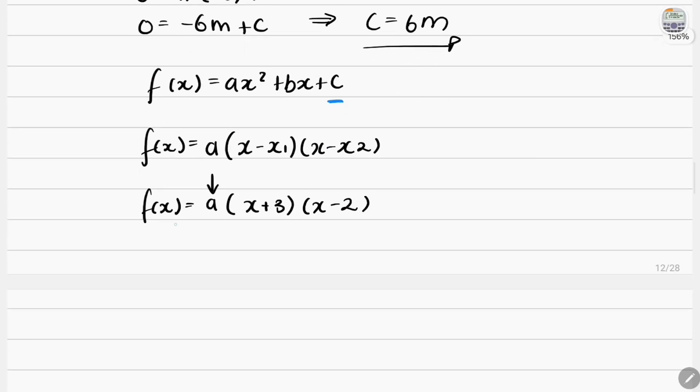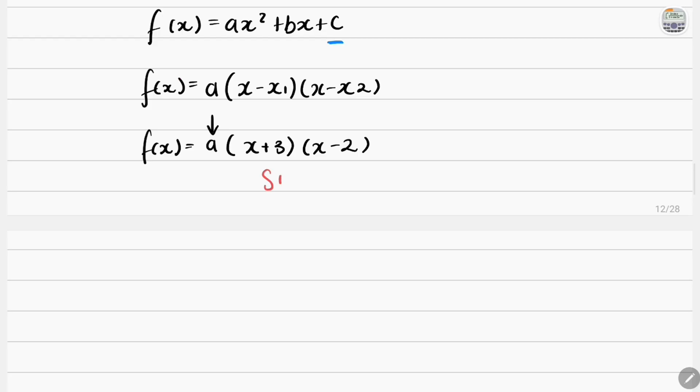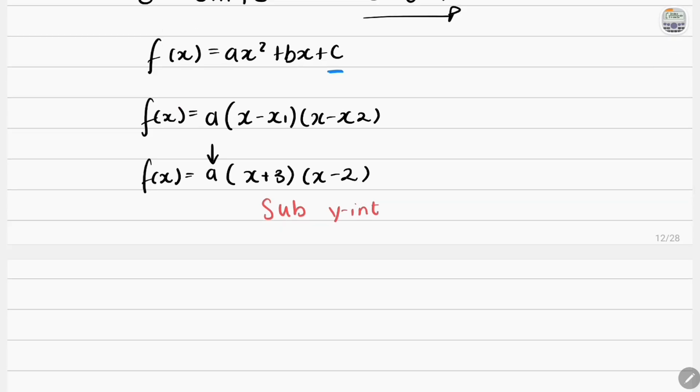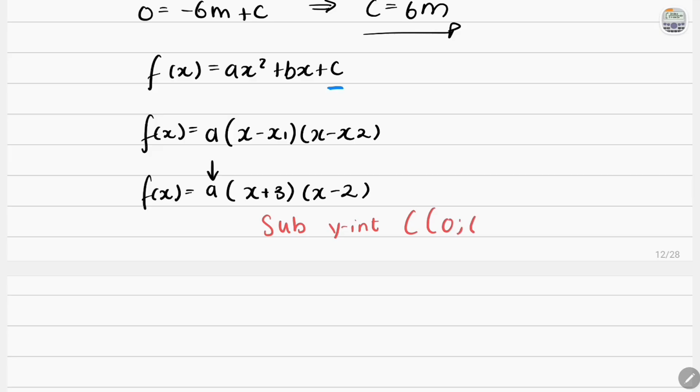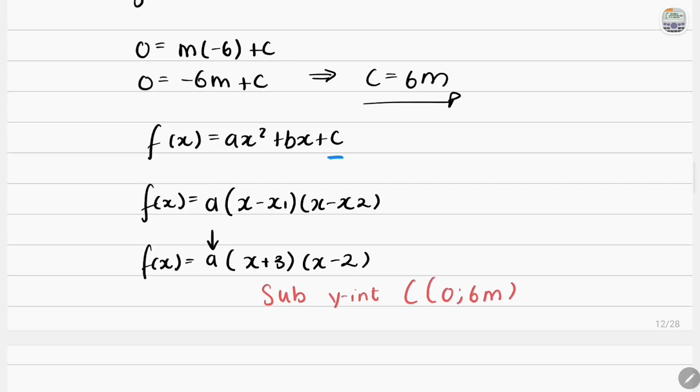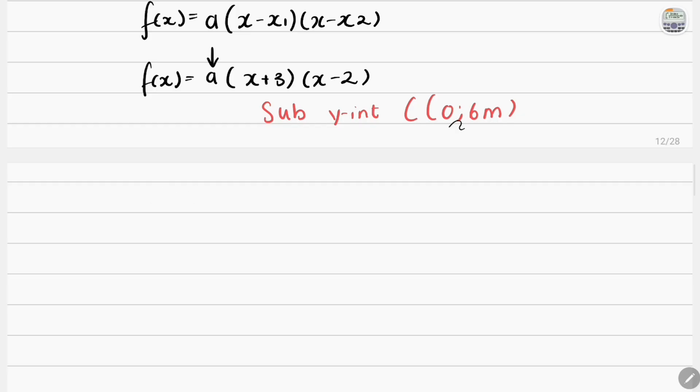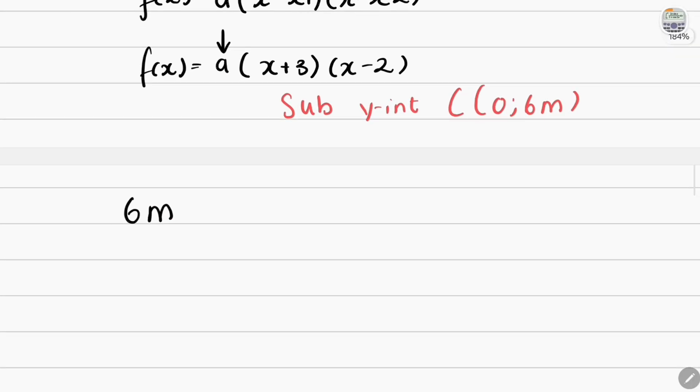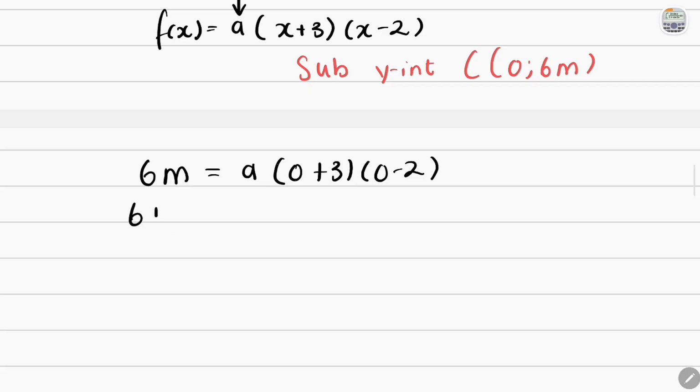We can substitute this into this equation, so it will include m and a. So now we're going to substitute this point, this y-intercept of c, which is 0 and 6m, that we got from here. So this is going to be the x value. The y value is 6m, so in place of f of x, I'll say 6m. And we can do this because it's a common y-intercept. It also lies on f. So it's equal to a, and then the x value is 0. So 0 plus 3 times 0 minus 2. And this is 6m is equal to 3 times negative 2, so they become negative 6. So a times negative 6.